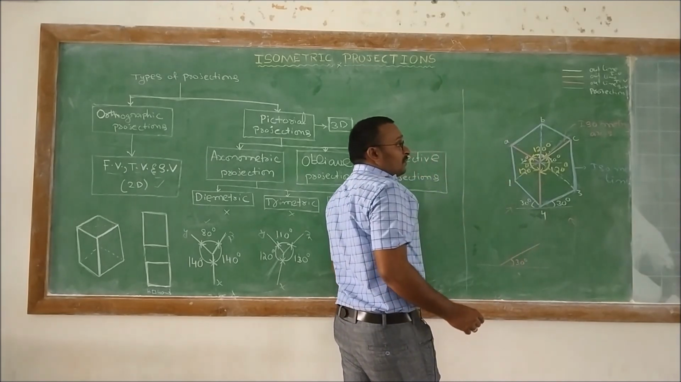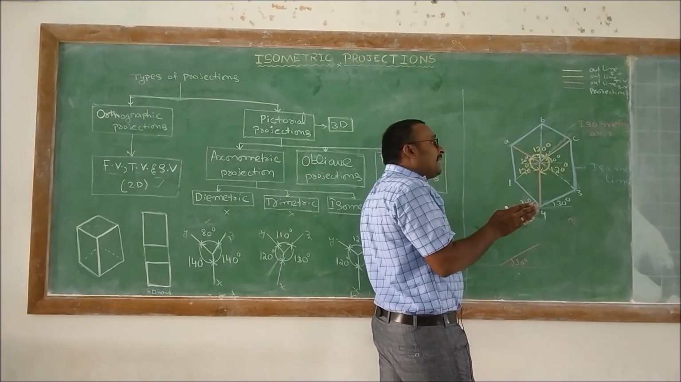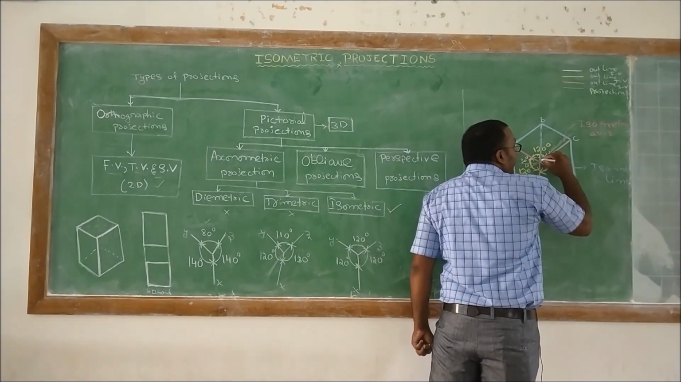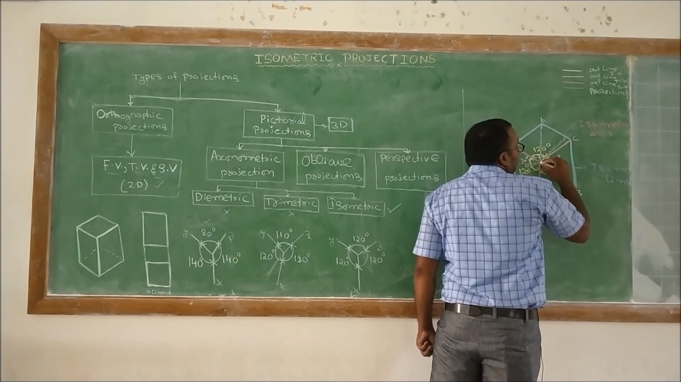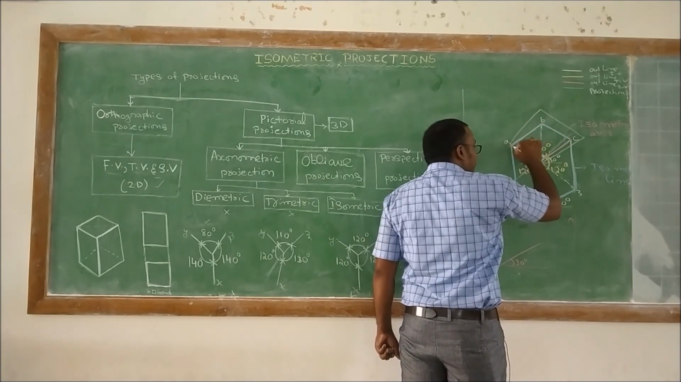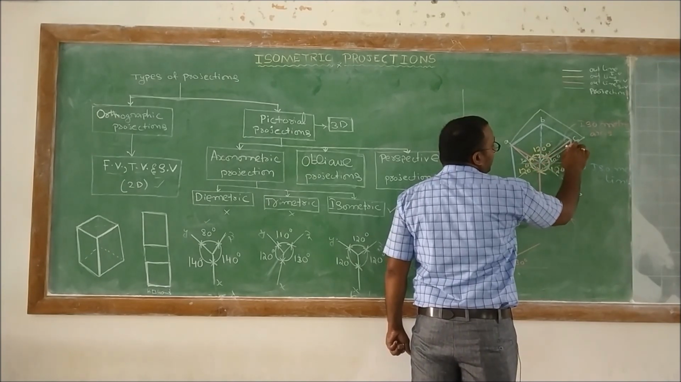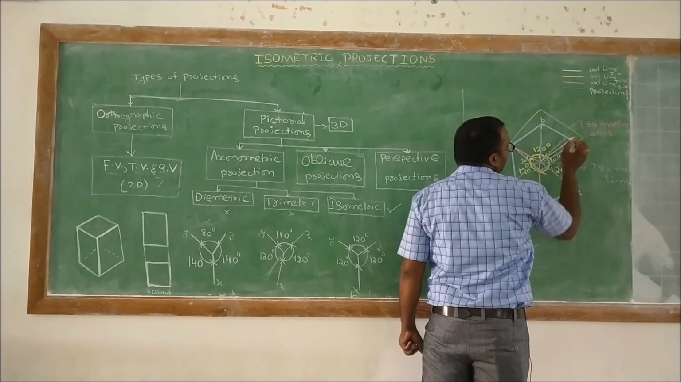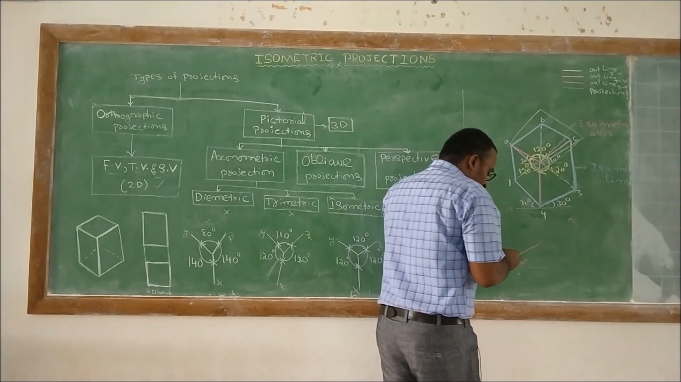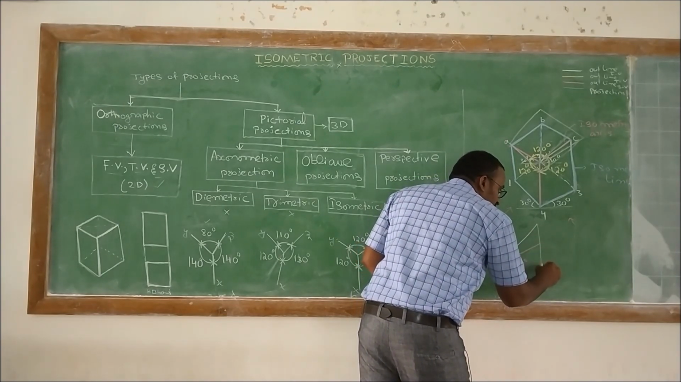But whenever we are projecting that square onto the VP, how will it look? It consists of a 45 degree inclination with the ground. So here there will be a 45 degree inclination square. Right? So that's why we need to project that one.